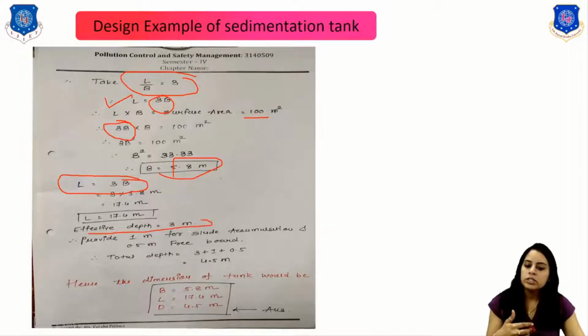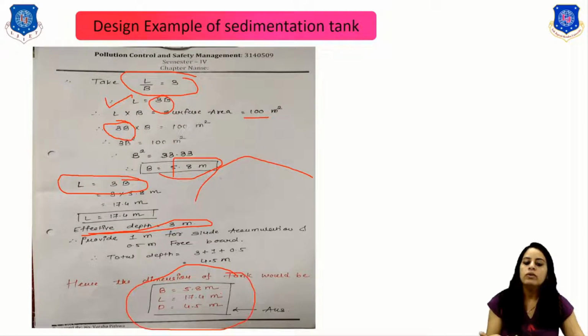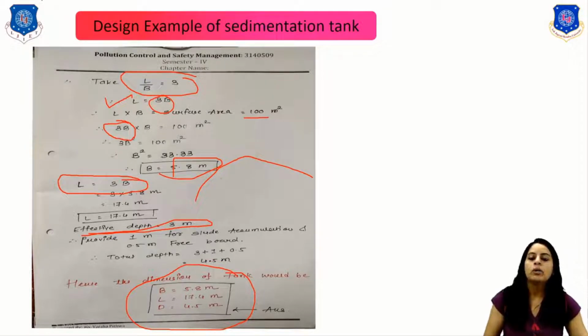Now effective depth is equal to 3 meters, but we provide 1 meter for sludge accumulation and 0.5 meter for the freeboard. So the total depth is 3 + 1 + 0.5 = 4.5 meters, right? So the final dimensions of the sedimentation tank are B = 5.8 meters, L = 17.5 meters, and D = 4.5 meters, right? So this is the basic example of the sedimentation tank.